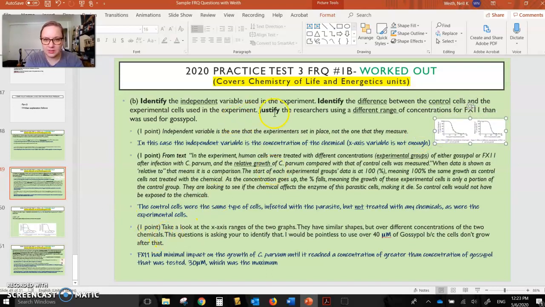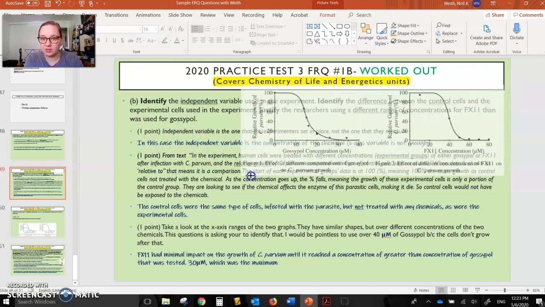And the third one: justify the researchers using a different range of concentrations for FX2 than was used for Gossypol. I love that word, Gossypol. It's a lot of fun to say. It's unlike the other ones I haven't been able to pronounce.